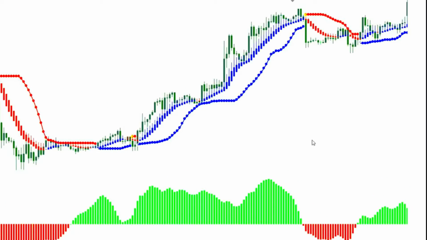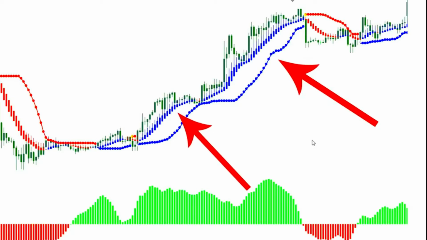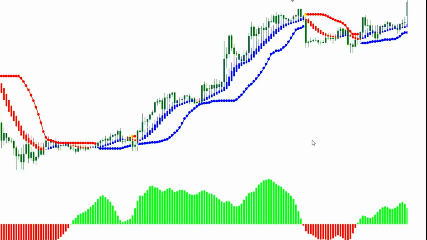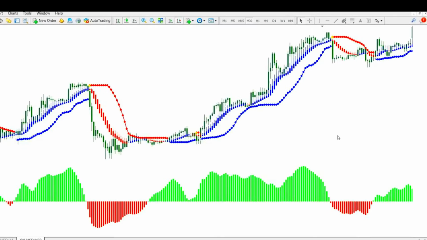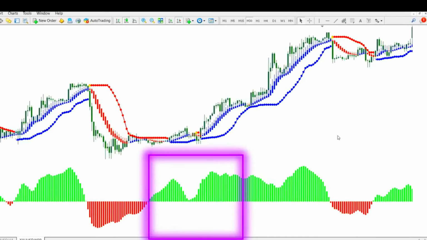To execute a buy trade, we need the Super Trend Indicator and Heikin-Ashi Indicator in blue color. MACD Indicator should be of green color. After these three confirmations, we have to select the right position to execute the trade. So you can see this position.